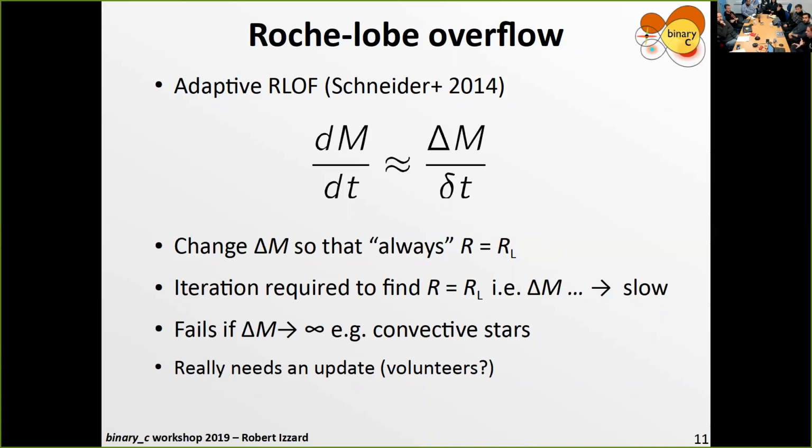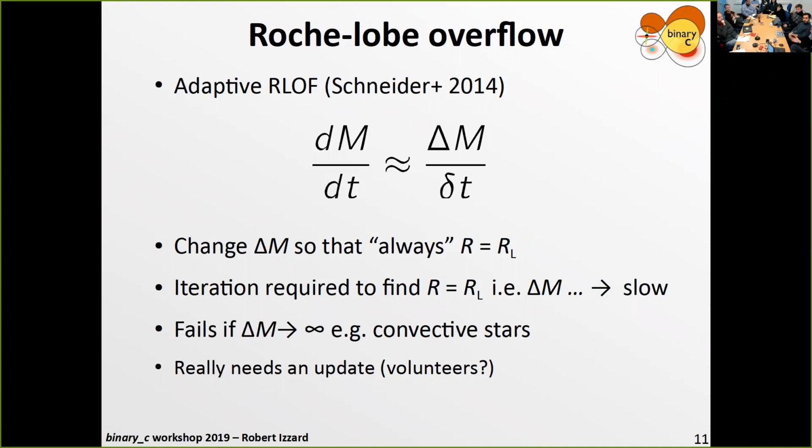Now, of course, if you're doing it adaptively, it's slower because you have to iterate the stellar structure solver to find a radius which actually sits just on RL. And that's quite hard to do. It gives you a bit more overhead. It also fails when this delta M, this mass you have to remove, is infinite. And that's the case of convective stars, for example.